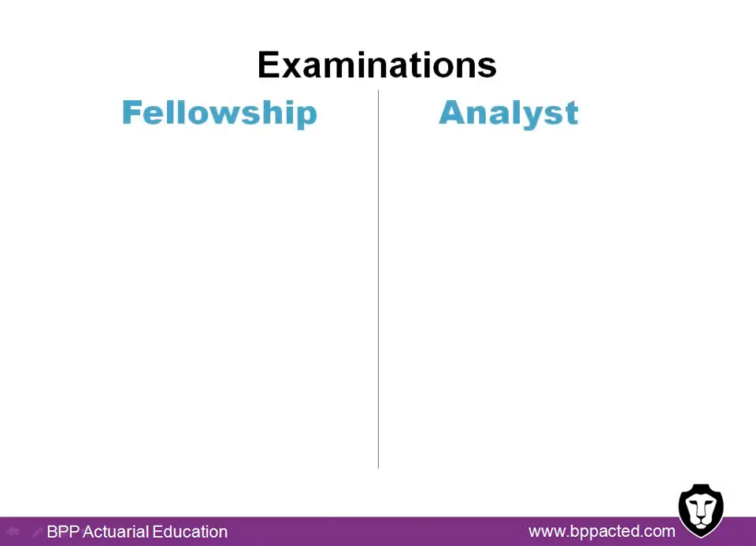Let's have a look at the structure of the examinations. Since Module 5 is very similar to CA2, we're just going to compare the CT 1 to 8 exams to Modules 1 to 4. The CT exams are all 3 hours in length, whereas the analyst modules are 2¼ hours. Fellowship exams are written papers requiring extensive calculations, knowledge recall, and higher order skills, whereas the analyst exams will consist of 65 multiple choice questions tested on a computer.